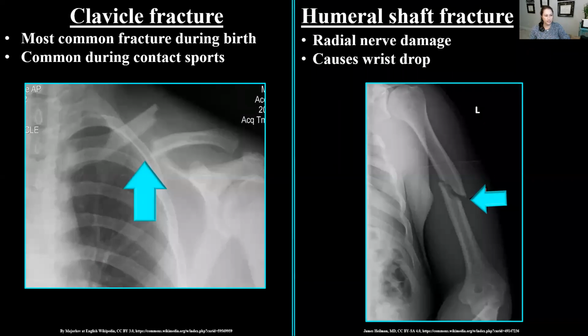So let's look at some x-rays here. Remember, for the boards or your exam, they may just give you the picture and ask a question. So the first one we'll look at is a clavicle fracture. This is the most common fracture that occurs during birth, and it is very common also in contact sports. Humeral shaft fracture, a good exam question about this one is it is most likely to cause radial nerve damage, which remember leads to wrist drop because it goes through that spiral groove.